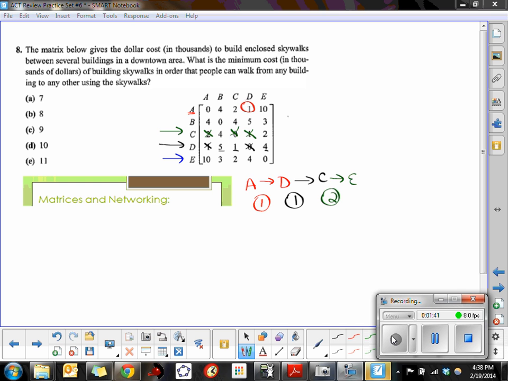let's make sure I got all this. We've already been to building A, we don't need it. We don't need C, we don't need D, we don't need to connect to itself, so the only building left to connect is B. And to connect E to B is $3,000. This should represent the minimal cost in thousands of dollars if I add these together. So we've got 1, 2, 3, 4, and 3 is $7,000 in costs.